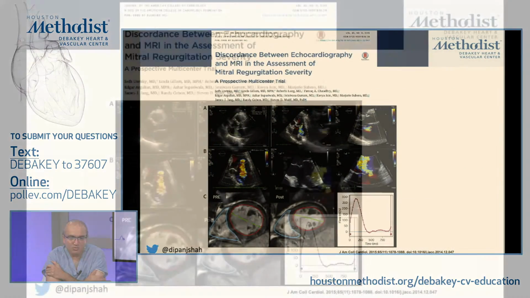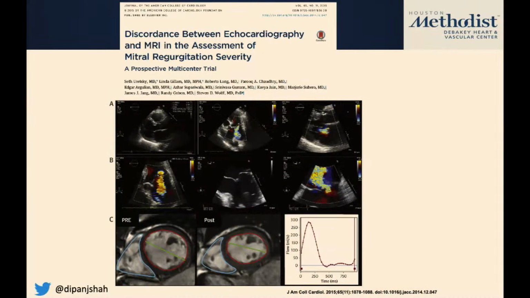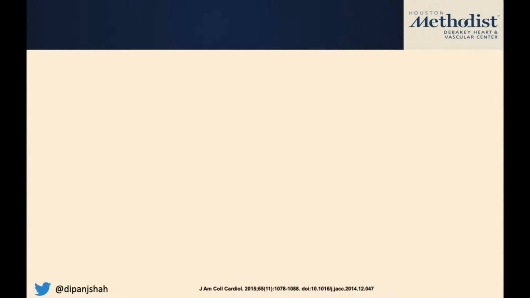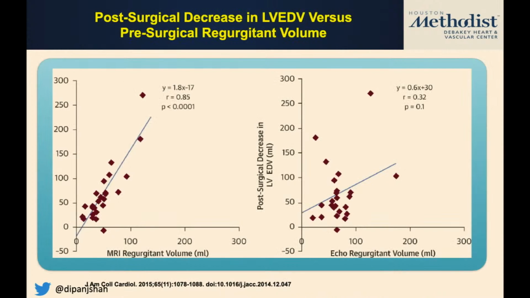Here's one study which looked at CMR and echo grading of mitral regurgitation. The objective here was to look at reverse remodeling after mitral valve surgery and use that as a reference standard for the likely amount of mitral regurgitation at baseline. What they found was a pretty tight relationship between the baseline amount of mitral regurgitation and the reduction in LV size after mitral valve repair or replacement.